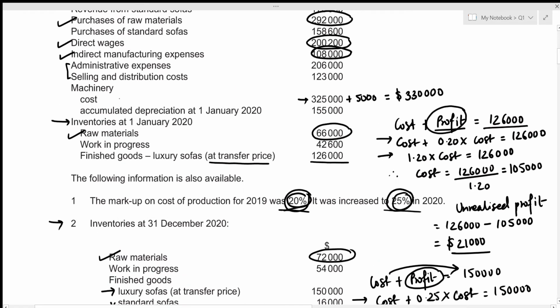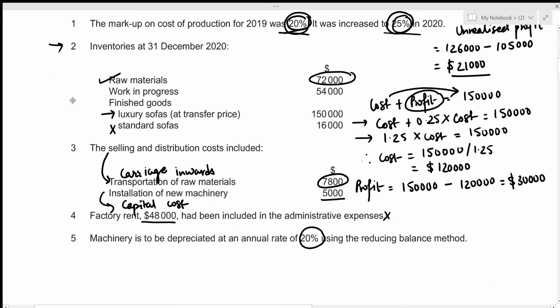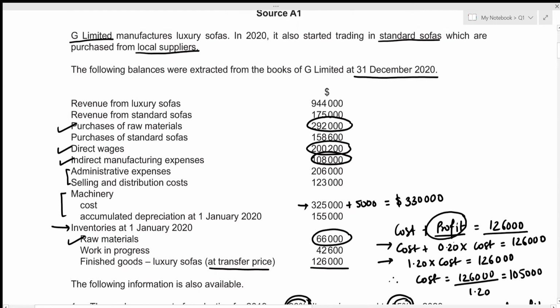Like I said before, we need to charge depreciation on machinery, and this will be the indirect cost associated with the factory, right? So let's have a look at our depreciation policy. Machinery is to be depreciated at an annual rate of 20% using the reducing balance method, which means that the rate of 20% should be charged to the net book value, which is actually the difference between the cost and the accumulated depreciation. Let's do that.